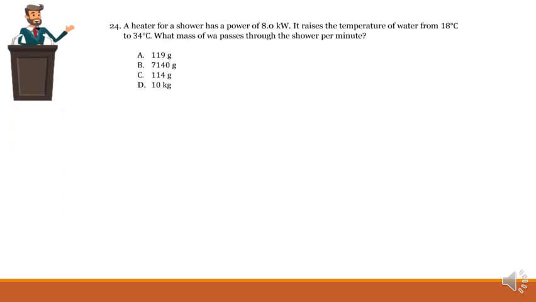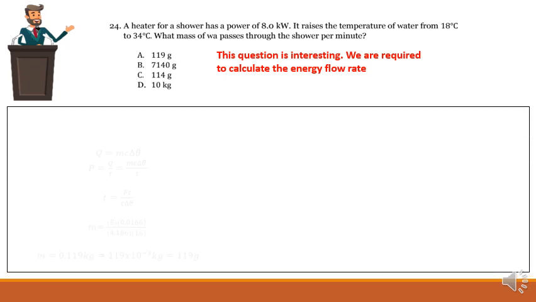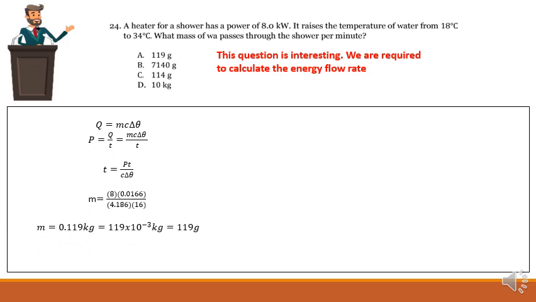A heater for a shower has a power of 8.0 kilowatts. It raises the temperature of water from 18 degrees Celsius to 34 degrees Celsius. What mass of water passes through the shower per minute? Alright, this is an interesting question. We are required to calculate the energy flow rate. Now, from this equation, Q equal to mc delta theta, and we all know that P is equal to Q on t. So we can start substituting.